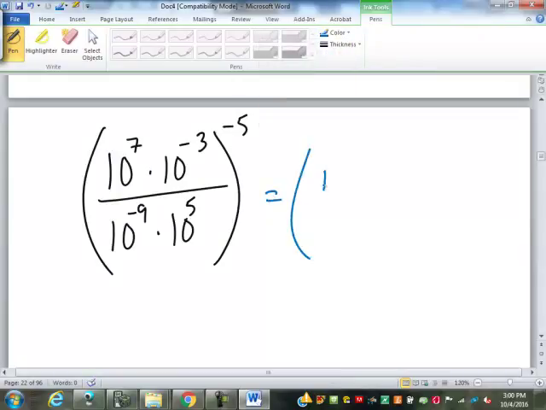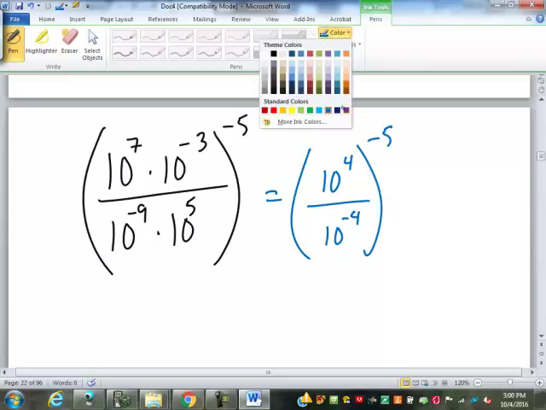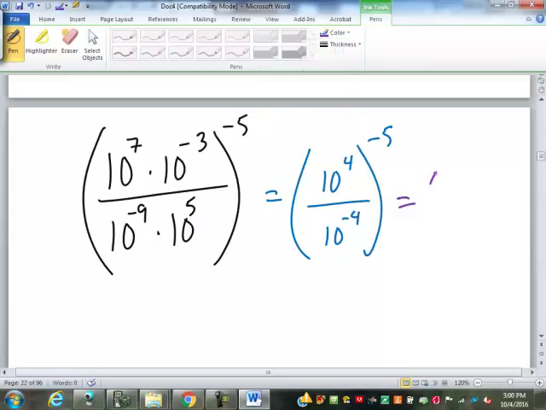10 to the 7th times 10 to the negative 3rd is 10 to the 4th. When we multiply, we add the powers, so 7 plus negative 3 is 4. Hang in there. On the bottom, what do we get? Negative 9 plus 5 is a negative 4. So now we divide. 10 to the 4th divided by 10 to the negative 4th is 10 to the positive 8. 4 minus a negative 4 becomes 4 plus 4, or 8. To the power of 5. 10 to the negative 40th.